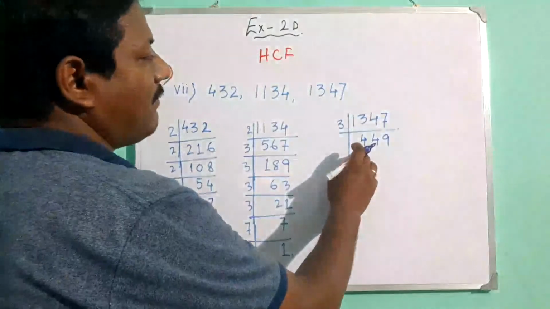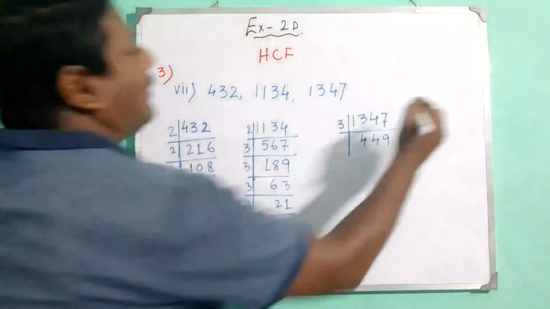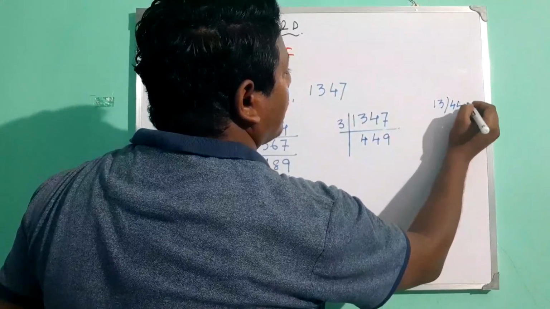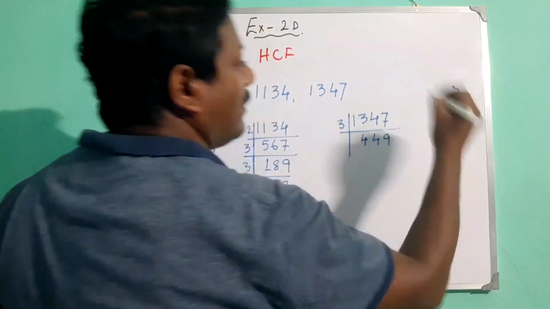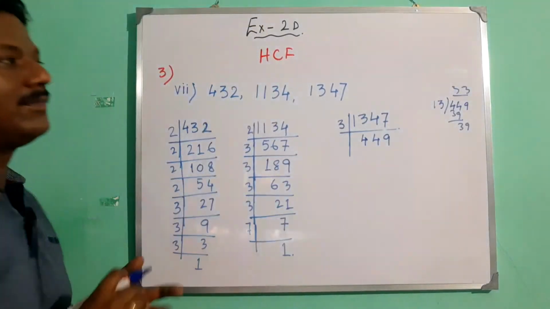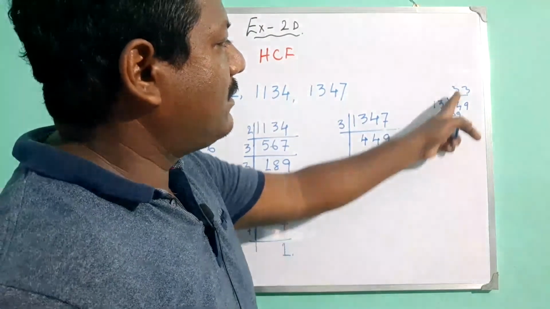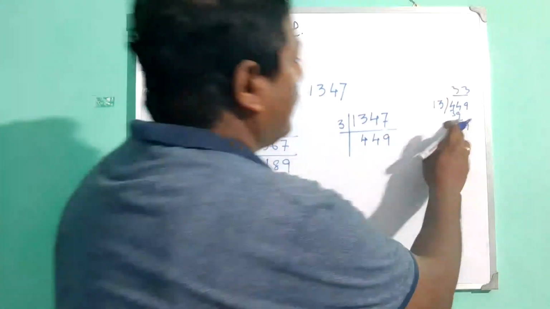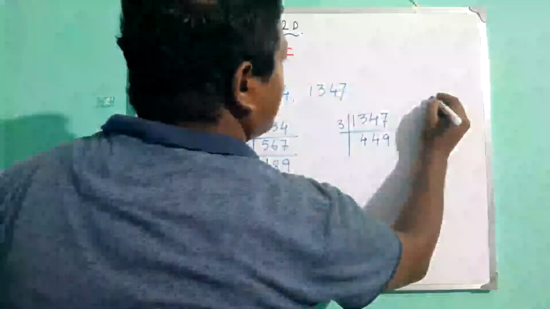3 4s are 12. 1 goes. 3 4s are 12. 3 9s are 27. So let us divide it by 13. 13 3s are 39. Then 14 minus... it will not go by 13 also. Okay, let us check another, 15, 16, 17.